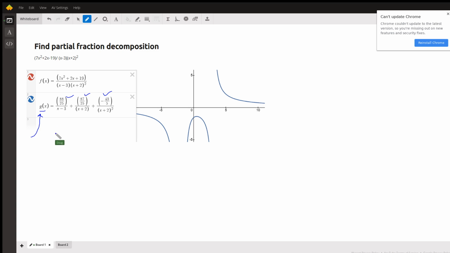You could write this as 88/25 times the quantity x minus 3 if you wanted to. And similarly for the other terms. Okay, but that's the idea.